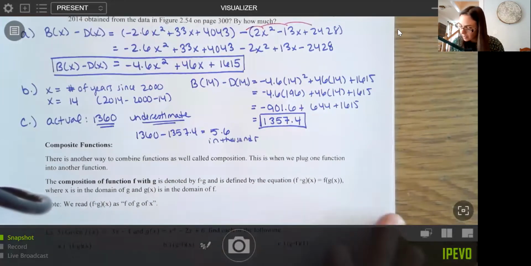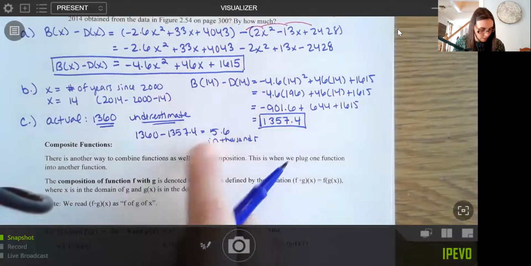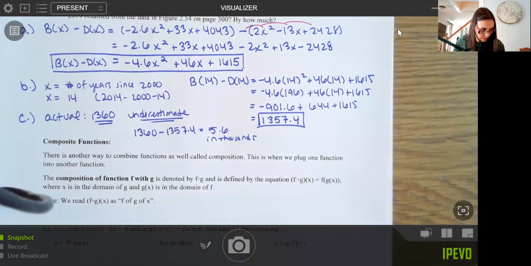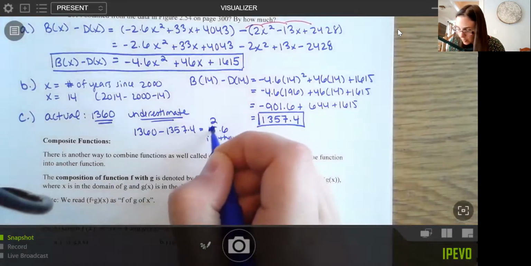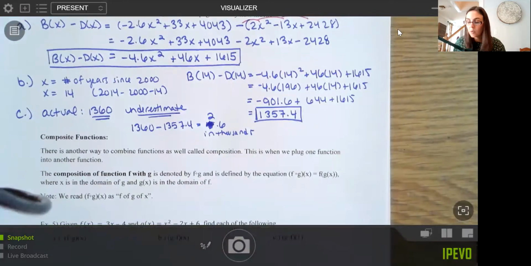Okay, hang on, I think I have an error here. Let me fix this. 1360 minus 1357.4. Yeah, that looked too big. So this is 2.6. And sorry about that. I knew I wrote something wrong there. So that's 2.6. But if you go to the chapter opener, this is in thousands.